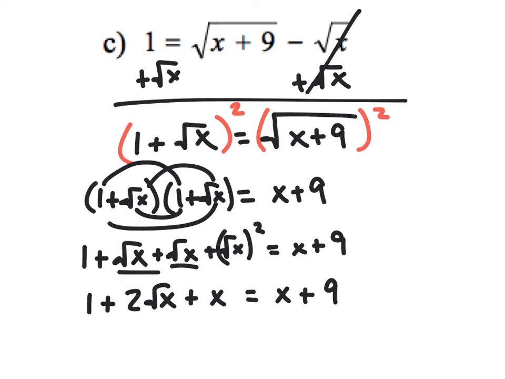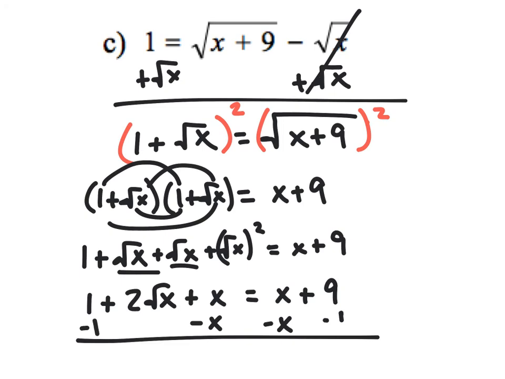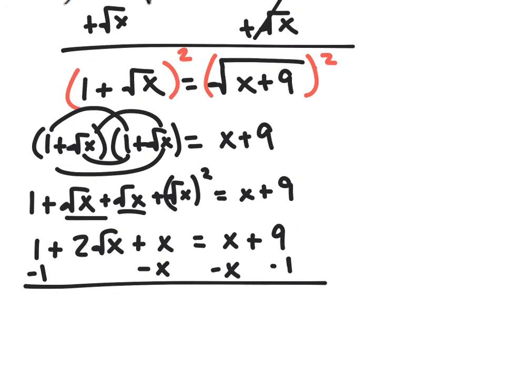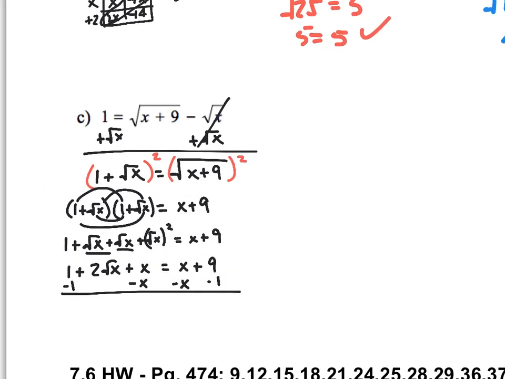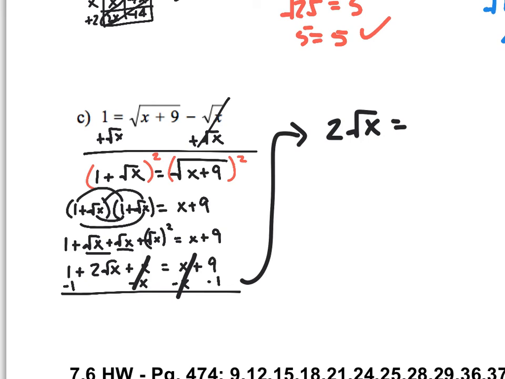Now watch what happens here. I'm going to move everything else over and isolate my square root of x. So I'm going to subtract an x from both sides, and I'm going to subtract 1 from both sides. And so then we're going to get 2 square root of x is equal to, now this cancels out and this cancels out, which is pretty cool. We're just left with 9 minus 1, which is 8. Now look what we get.